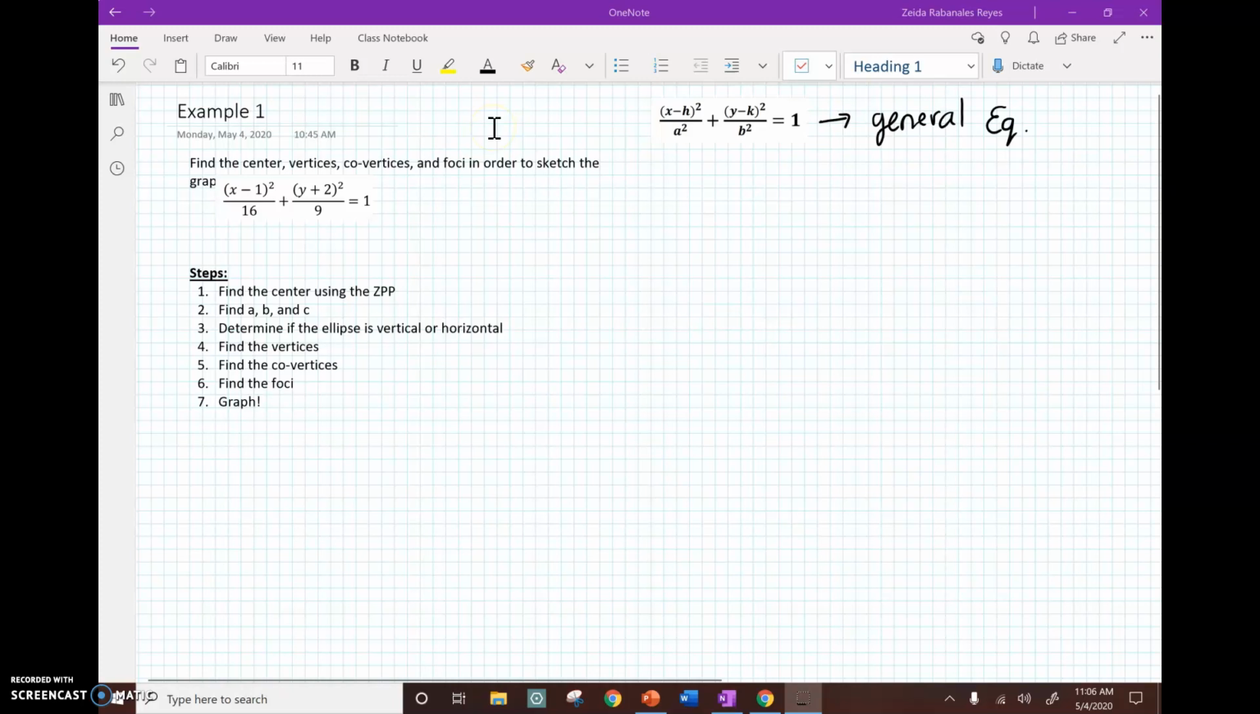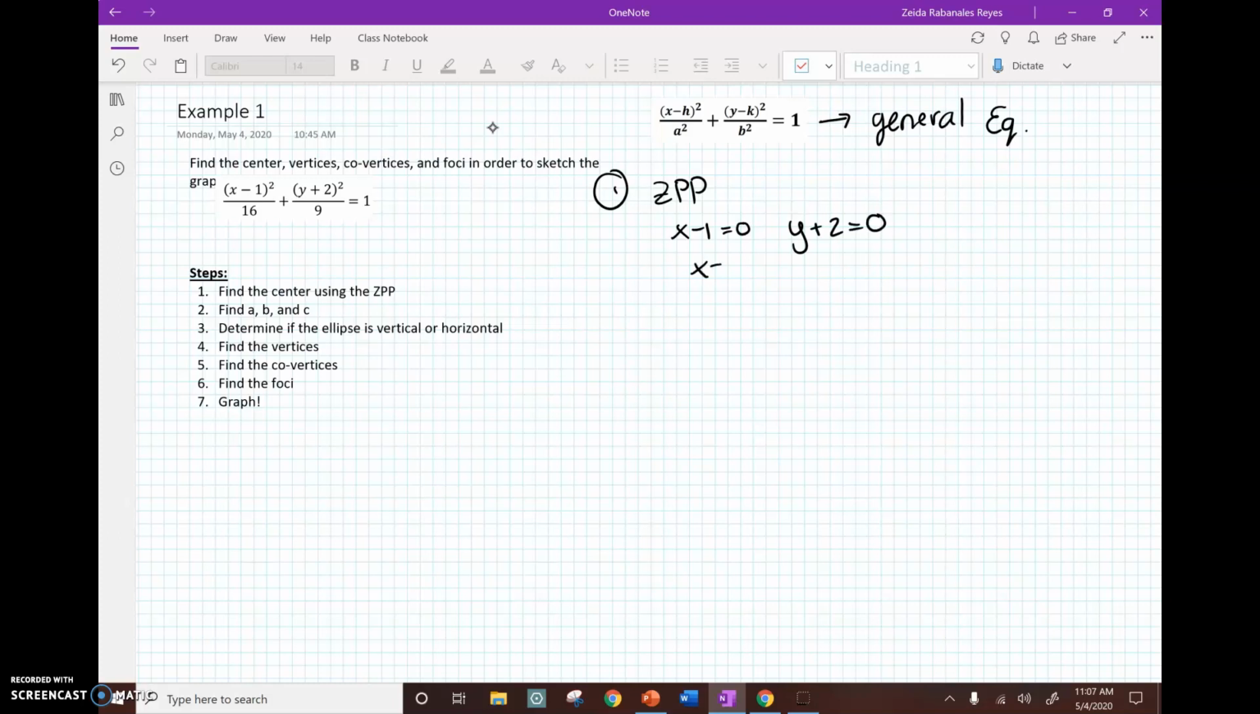So, step 1, find the center using the zero product property. So, I know that the zero product property will give me x minus 1 is equal to 0, y plus 2 is equal to 0, x equals 1, y is equal to negative 2. So then that means my center, h comma k, is at 1 comma negative 2.